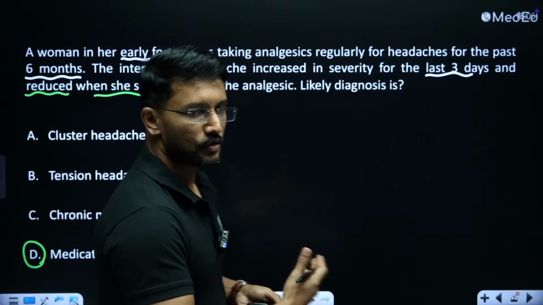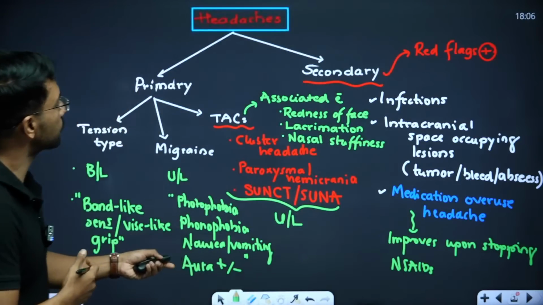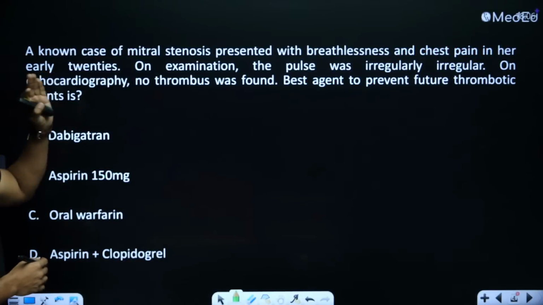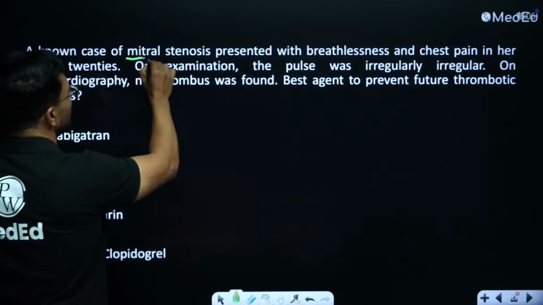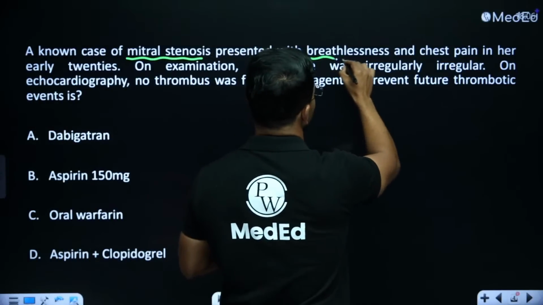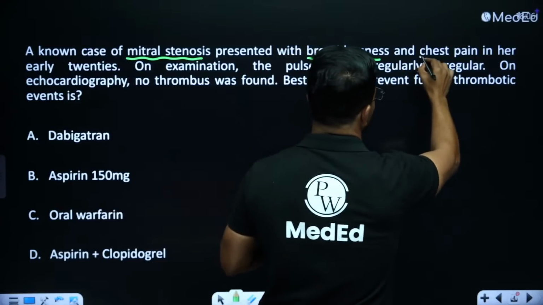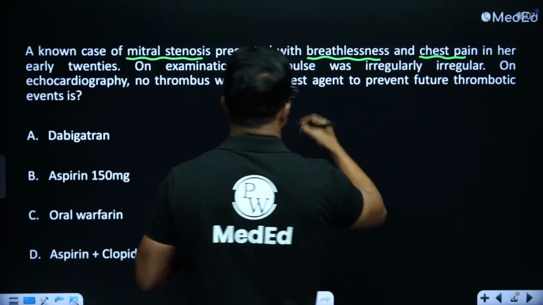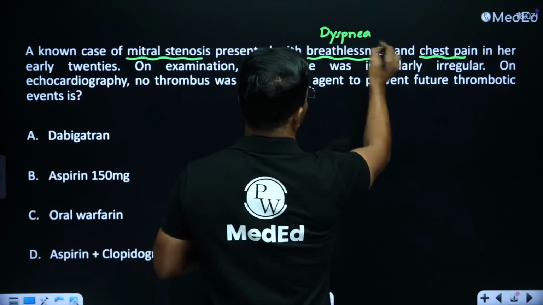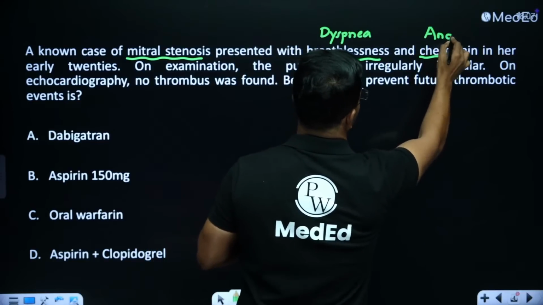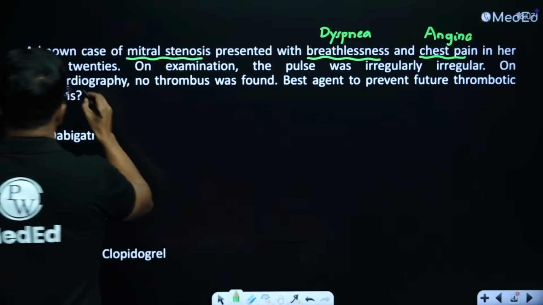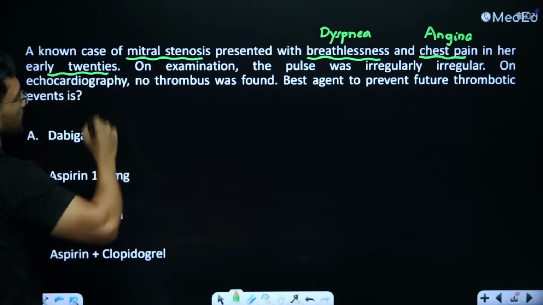Okay. Now let's go to the next question. In this question, we have a known case of mitral stenosis. We're talking about a known case of mitral stenosis who presented with breathlessness, which is one of the very common symptoms, and chest pain. So we're talking about dyspnea and angina in her early 20s. The patient is in her early 20s.